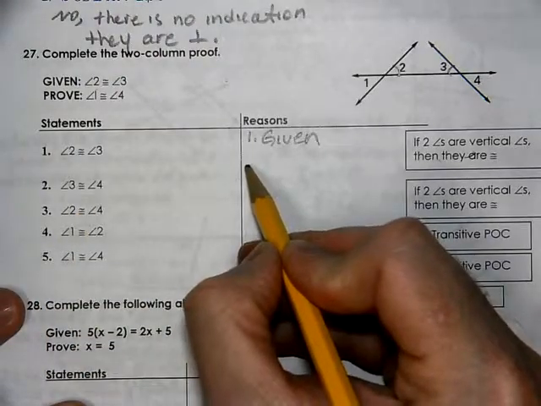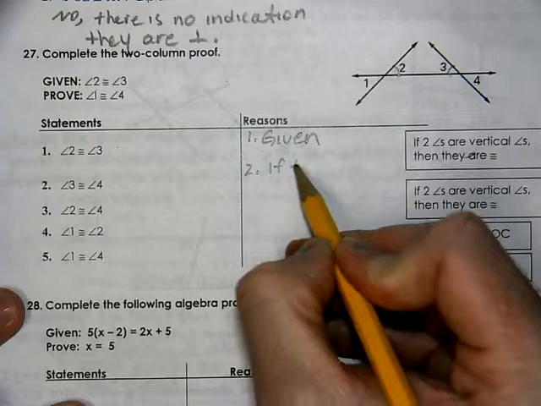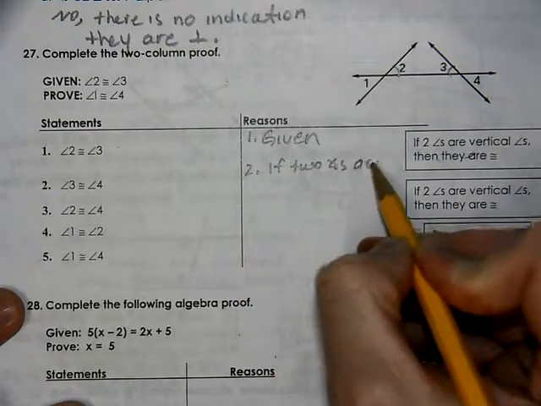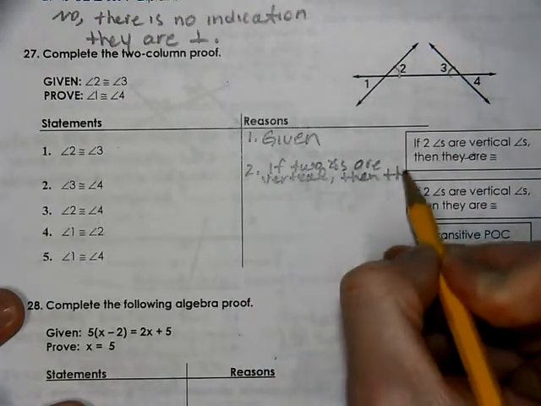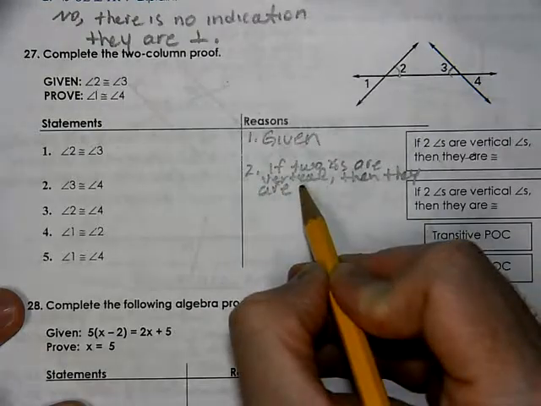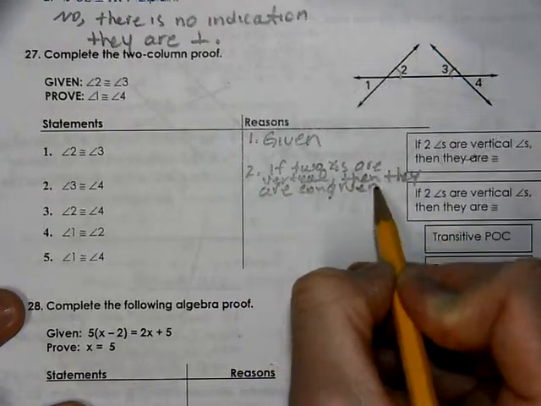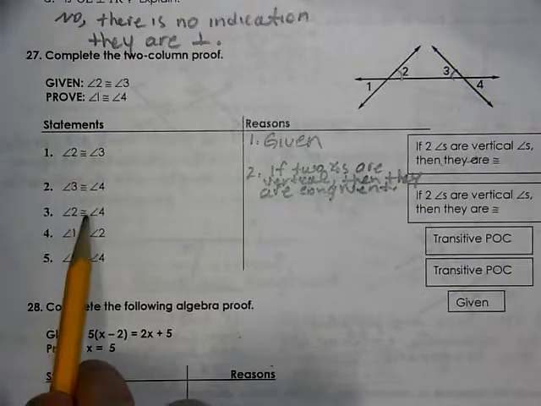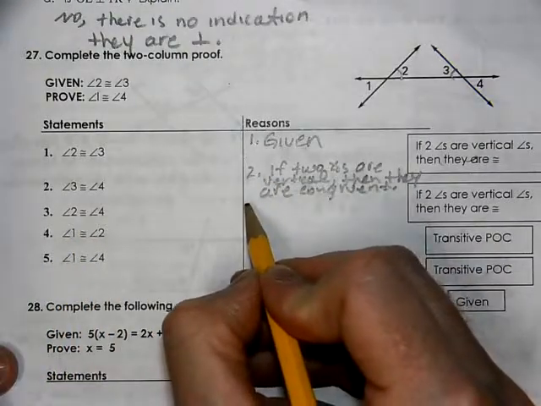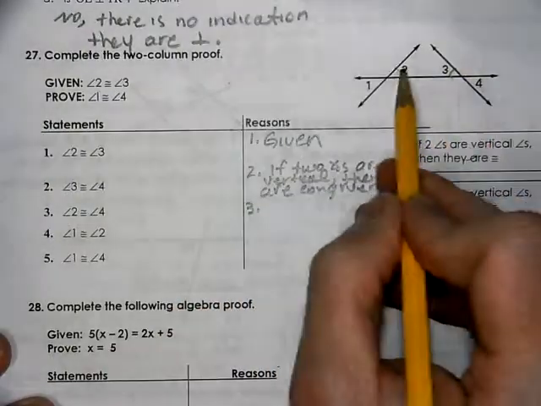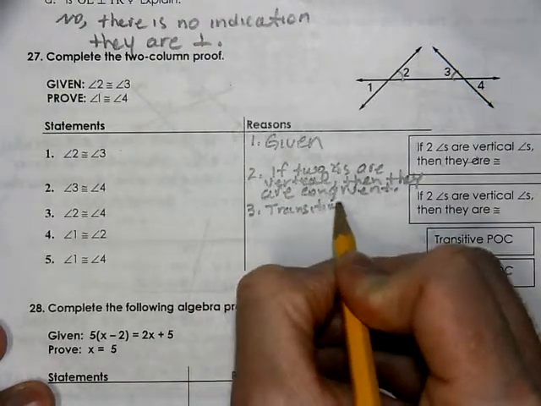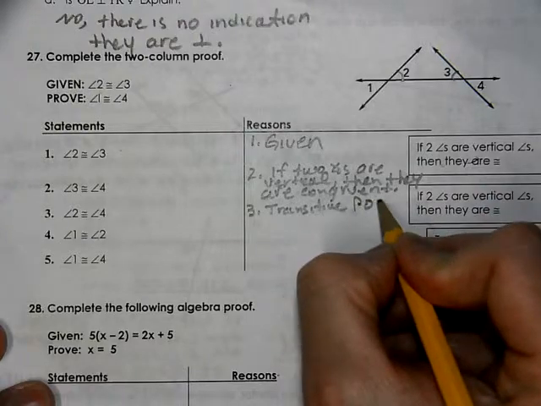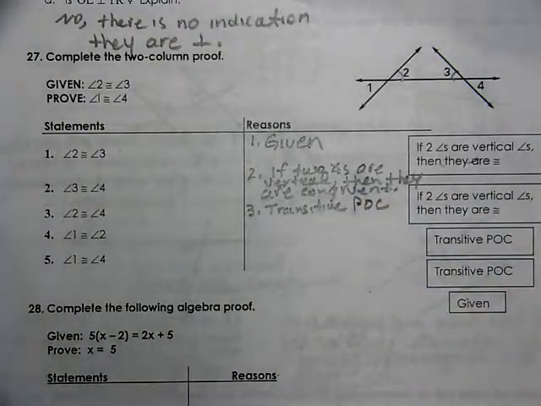3 and 4, if two angles are vertical, then they are congruent. 2 and 4. So now, how do I know that 2 is the same as 4? That's the transitive property of congruence, like we talked about earlier in this lesson, on this review even.